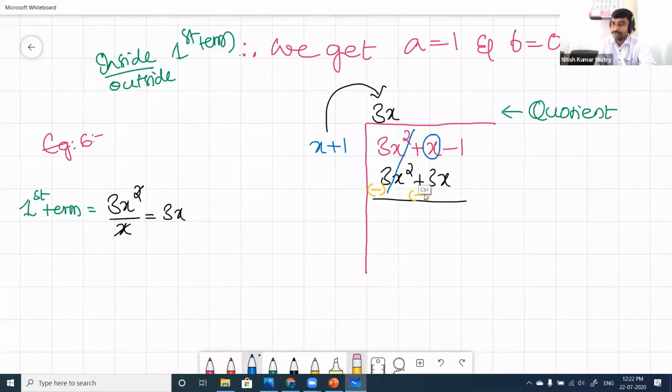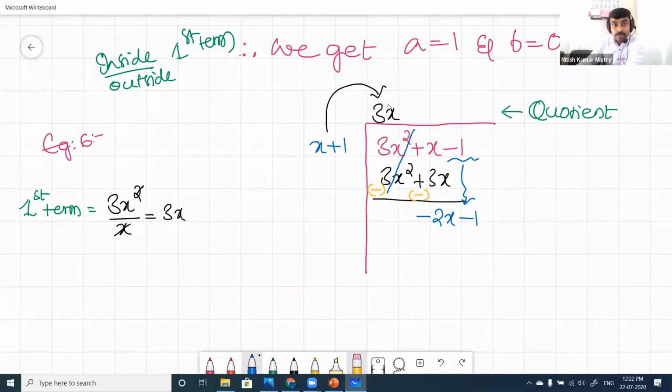Now just go with the coefficient. Plus x means it is plus 1x and this is minus 3. So plus 1 and minus 3 when you add, you will get minus 2x. So finally x minus 3x is minus 2x. That's what I have done here. Got it? Next, you need to bring down the last term which is remaining. Minus 1 is remaining, so please bring that down, minus 1. Now our first term's quotient work is over.